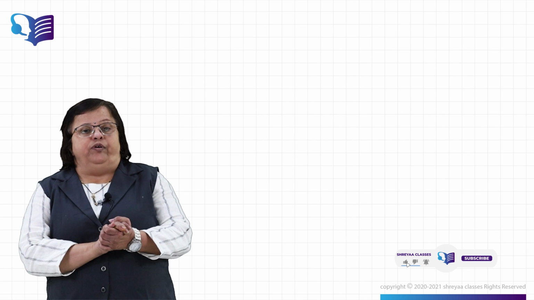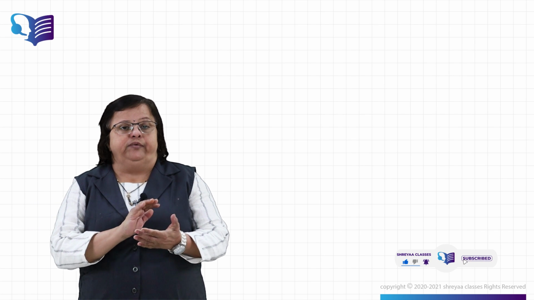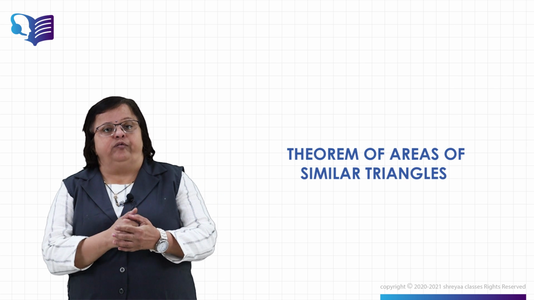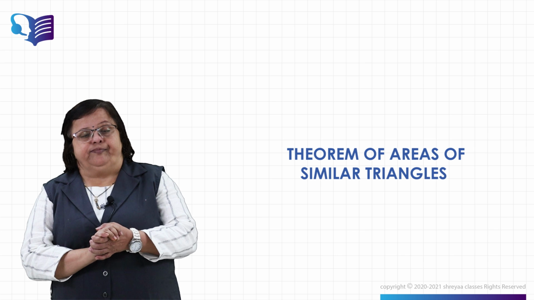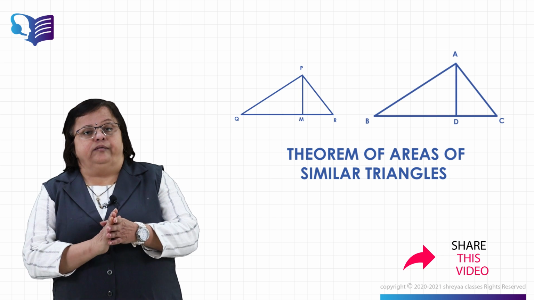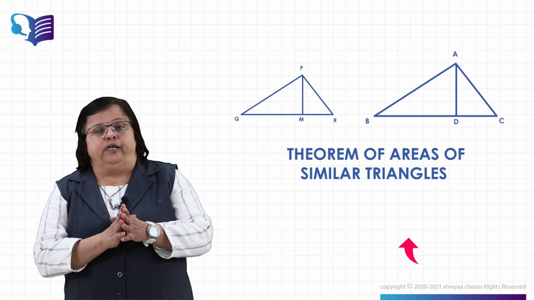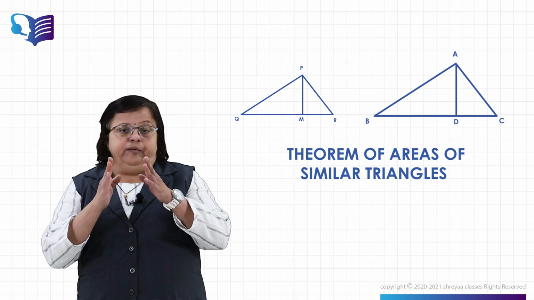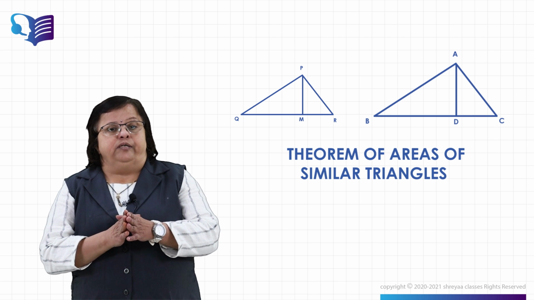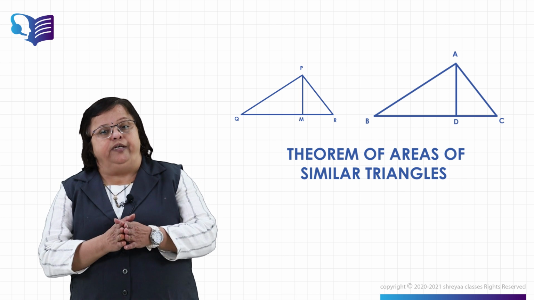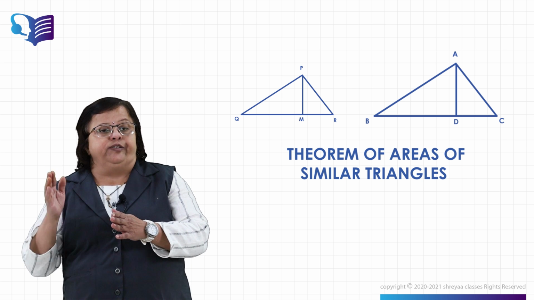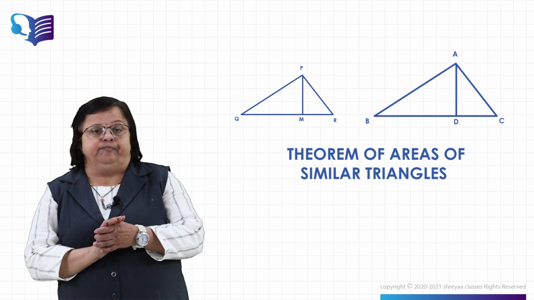So now let us see one more very important theorem in this lesson. That is the theorem of areas of similar triangles. So here in the figure you can see that there are two triangles which are similar, and if the triangles are similar, then the ratio of their areas is equal to the ratio of the squares of the corresponding sides.